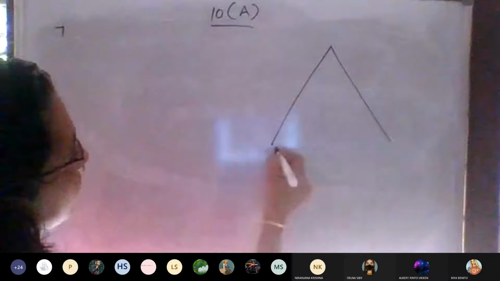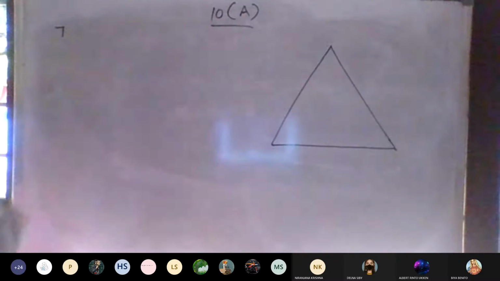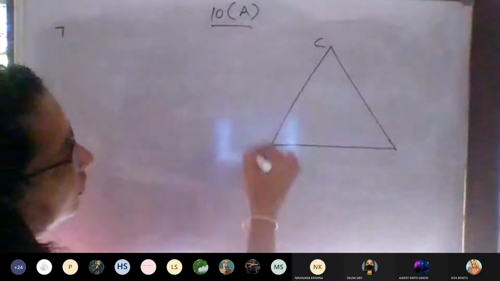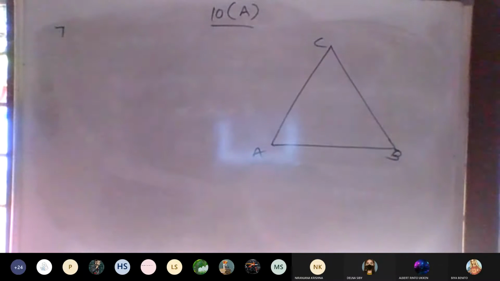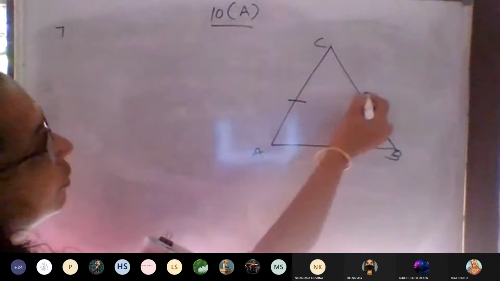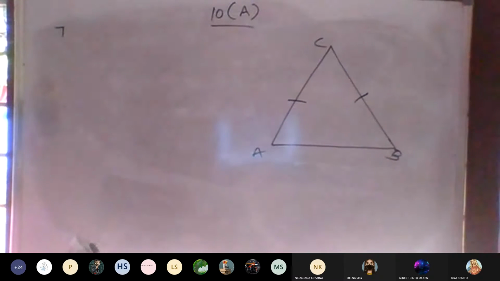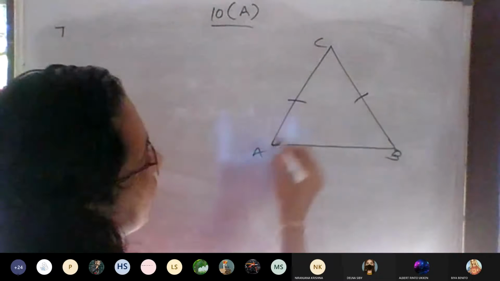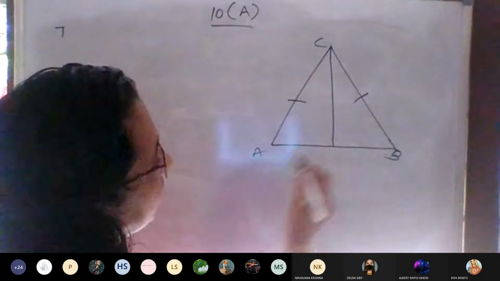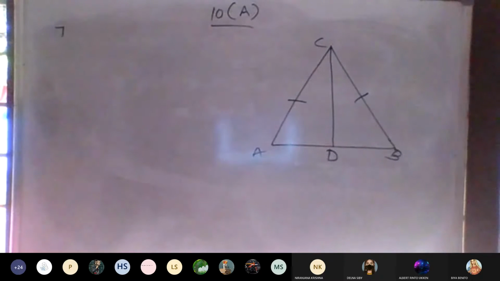Draw an isosceles triangle. Isosceles triangle means two sides equal, no? Given triangle ABC, given what? AC is equal to BC is given, isosceles triangle. CD bisects AB at D.